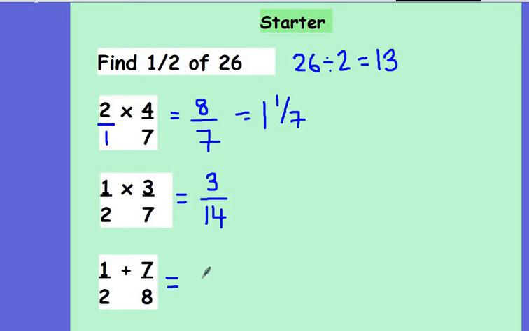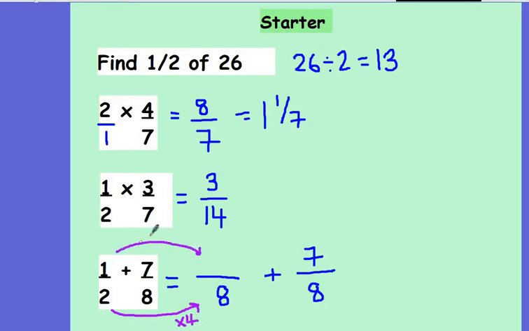I need to make the denominators the same, very wise. So I'm going to put both fractions over 8. Now the second fraction is already over 8, so I can leave it as 7/8. However, for the first fraction, I've done 2 times 4 to give me 8. So I need to do the same on the top. 1 times 4 gives me 4. Now I've got 4/8 plus 7/8, which will give me 11/8.